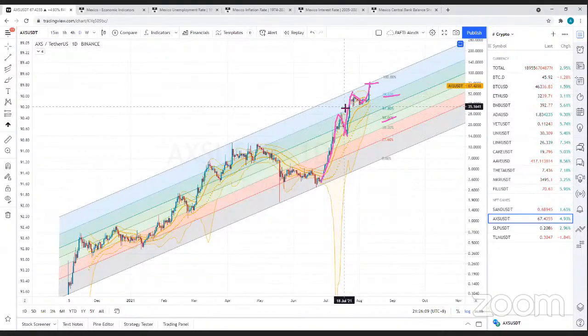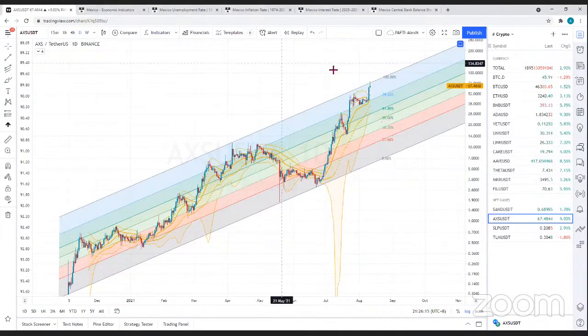Fundamental wise, sir, dagdagan ko lang konti. Fundamental wise, binabaan nila yung use for the AXS. AXS is used for breeding ng Axie. So, binabaan nila yung requirement kasi masyado nang mahal. So, kumbaga there will be less demand for it.